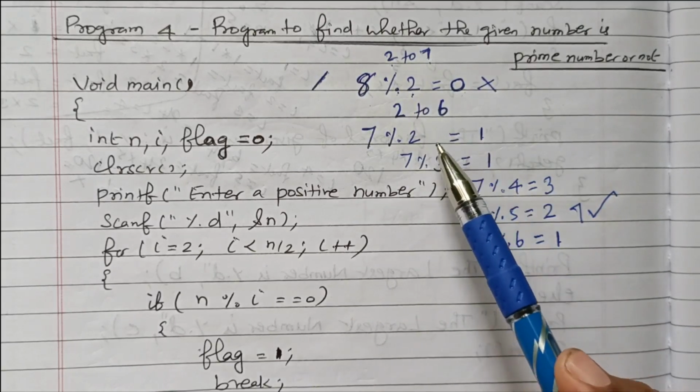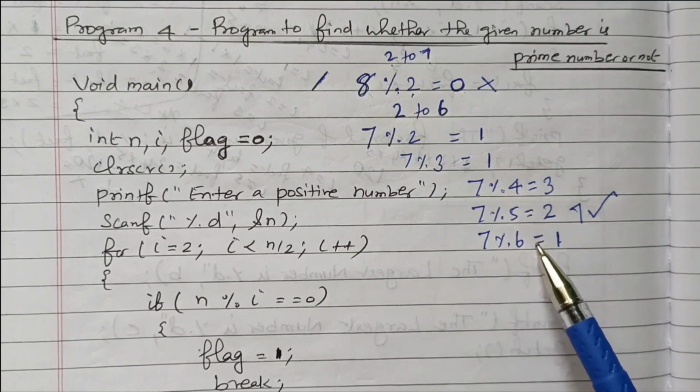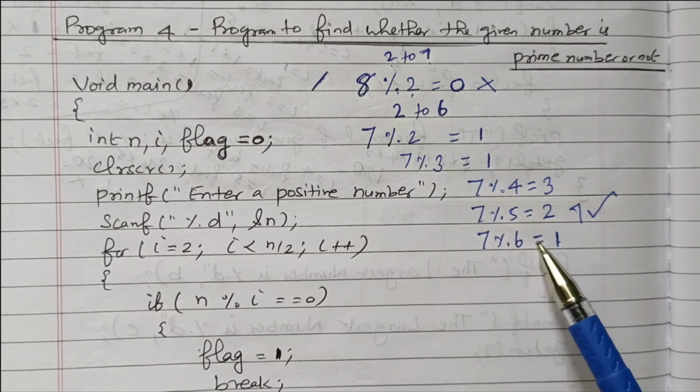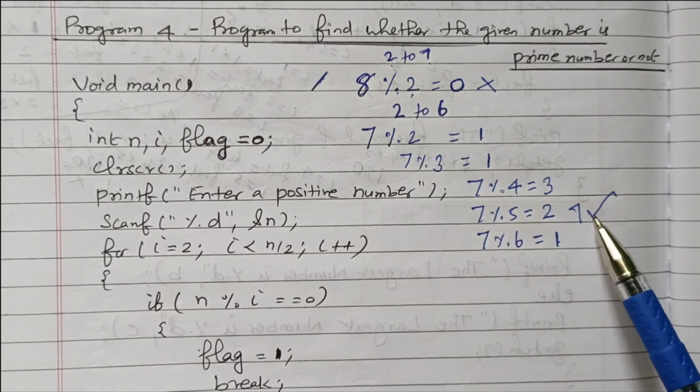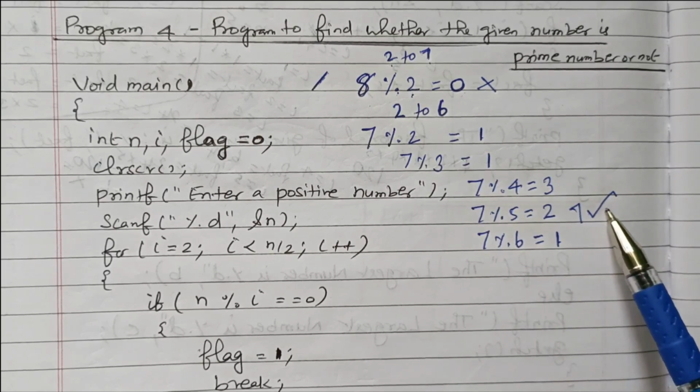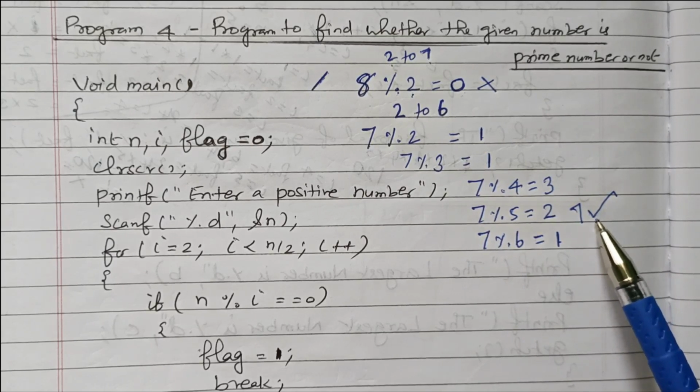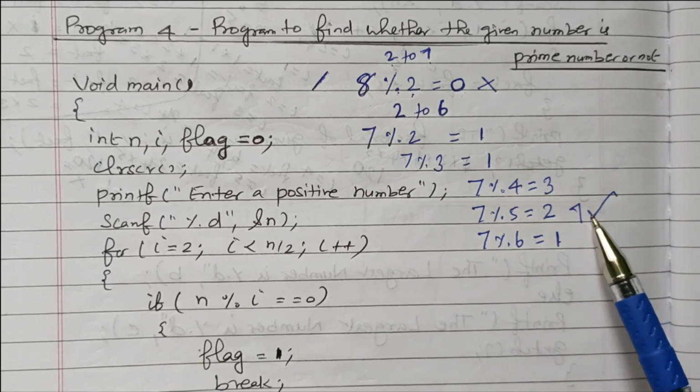If it is not divided, we have to go one by one: 2, 3, 4, 6. For all the cases, if it is not divided, we can say the number 7 is a prime number. So this is the process to find whether it is a prime number or not, right? Now we'll go to the program.